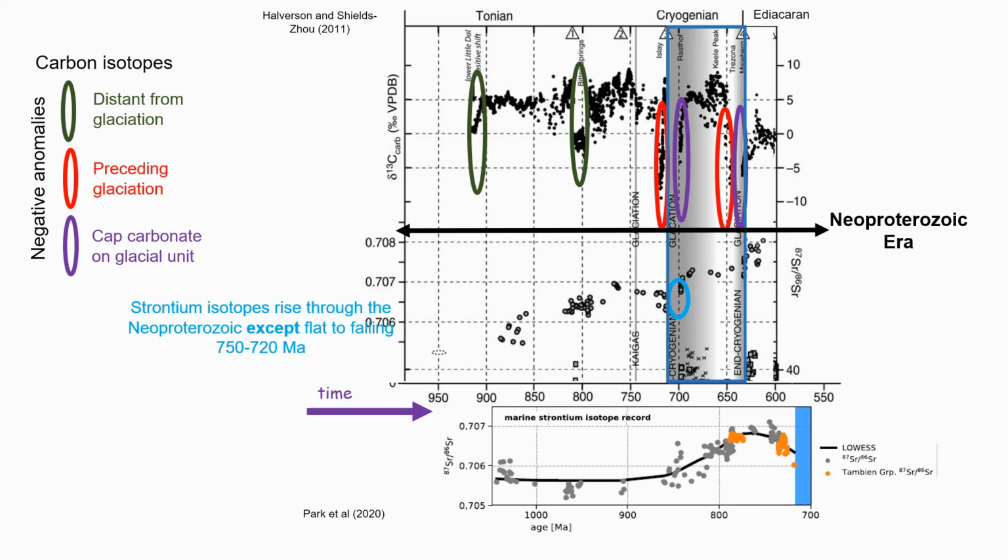The exception to that is the period between 750 and 720 million years, which you see enlarged in the lowest panel, which demonstrates a falling trend just before the Sturtian glaciation. The lower panel includes the latest results from Ethiopia by Park et al., who suggest the fall may be due to arc-continent collision and enhanced weathering of young volcanic rocks. But the key point for us is that the Sturtian glaciation is preceded by carbonates with strontium isotope ratios of less than 0.707.